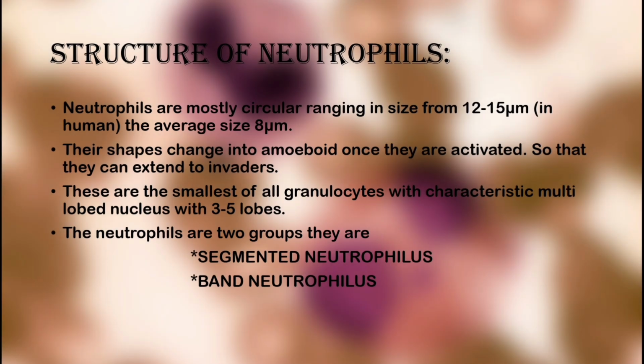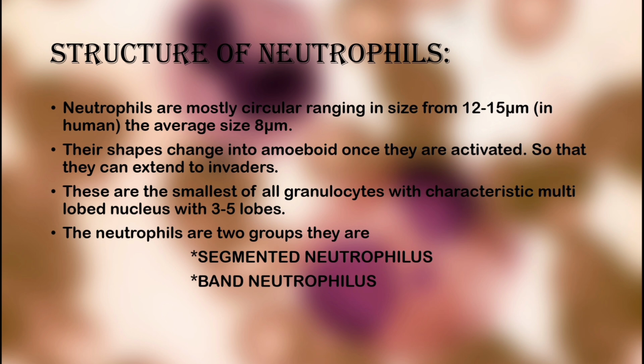Structure of neutrophils. Neutrophils are mostly circular, ranging from 12 to 15 μm in humans. The average size is 8 μm. Their shape changes into amoeboid once they are activated, so they can extend to the invader. These are the smallest of all granulocytes, with a characteristic multi-lobed nucleus with 3 to 5 lobes.